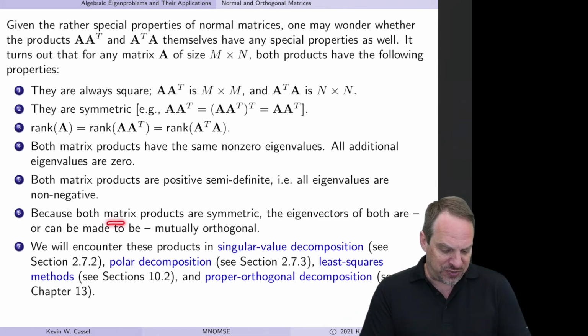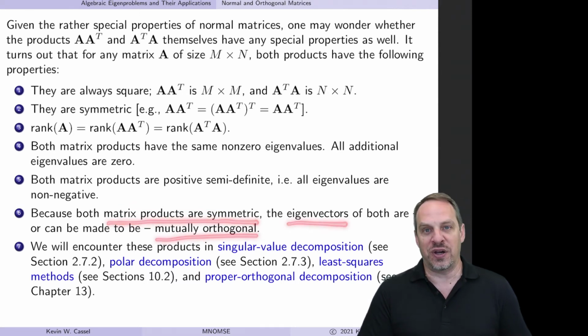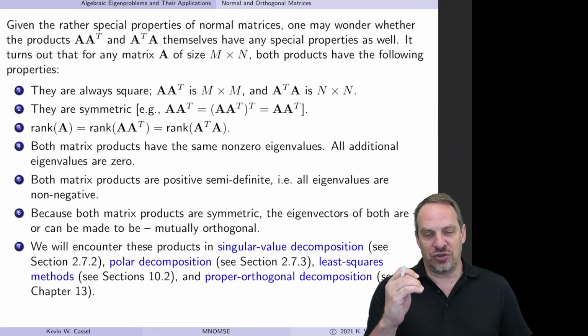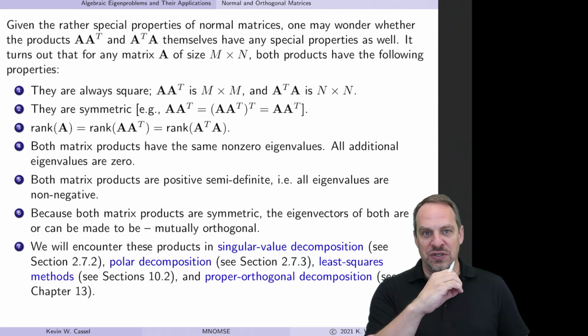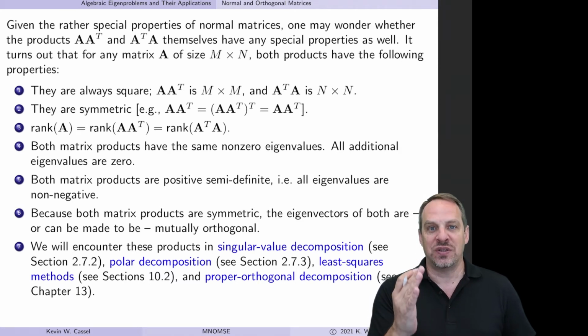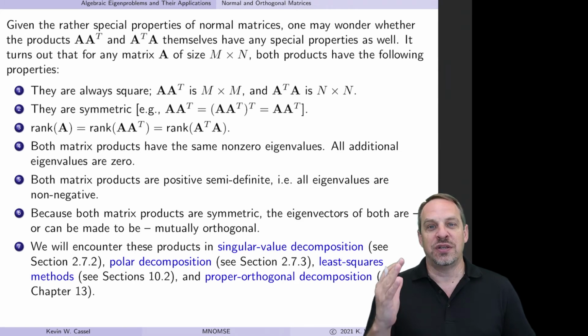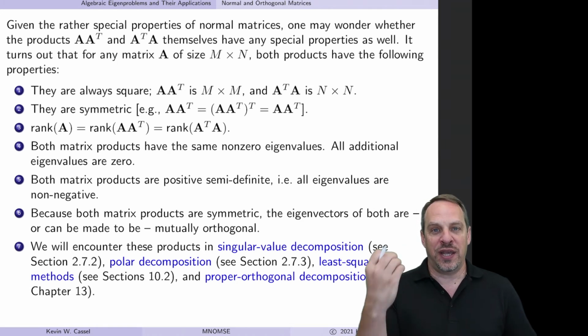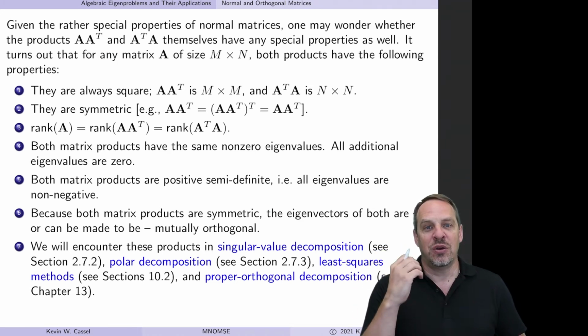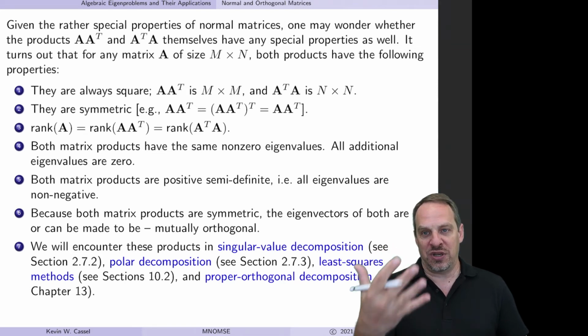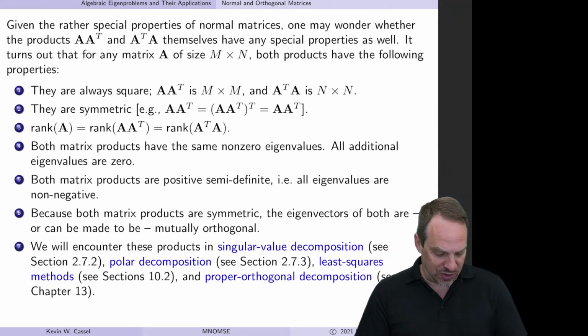Now, because both of these matrix products are symmetric, the eigenvectors are all mutually orthogonal. This is huge because, remember how we've been using these mutually orthogonal eigenvectors in the last few videos. We're using them as the basis to solve a system of linear algebraic equations, the basis for this diagonalization process. So now, regardless of the A that doesn't have these nice properties, A times A transpose and A transpose times A both have these properties that we can now utilize in the same way that we have been.